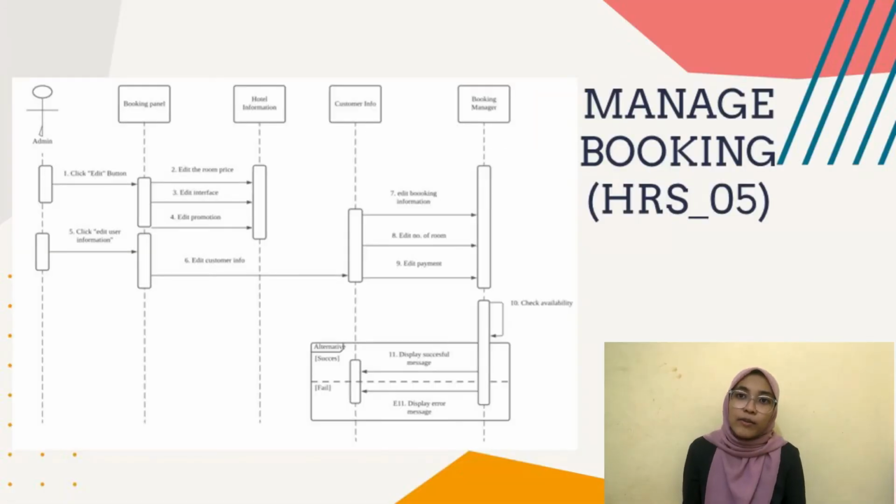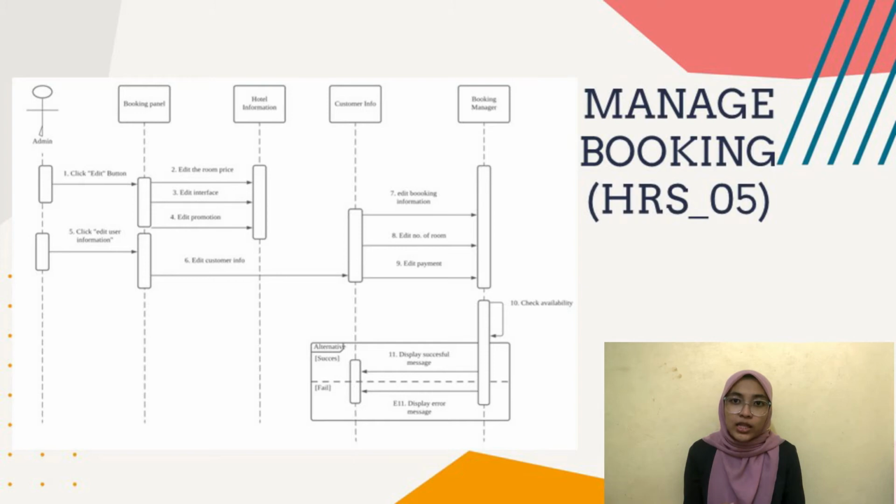In the sequence diagram of manage booking, it has one actor and four objects. The actor is admin, the boundary object is booking panel, the control object is booking manager, and the entity objects are hotel info and customer info. Okay, the admin will interface with the booking panel by sending a message to click edit button, and then send a message to hotel information to edit the room price, edit interface, and edit promotion. After that, admin will send a message to click edit user information to booking panel.